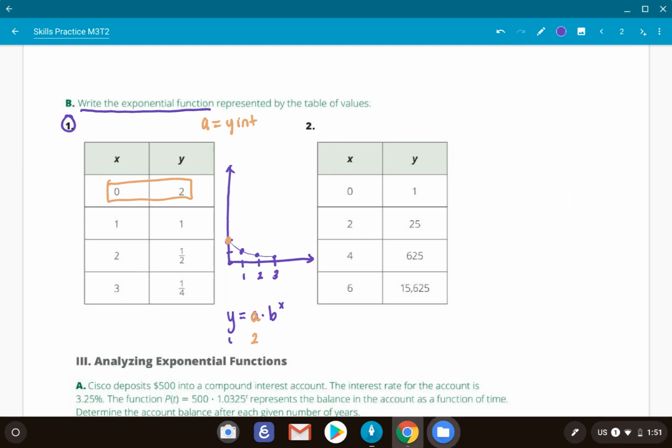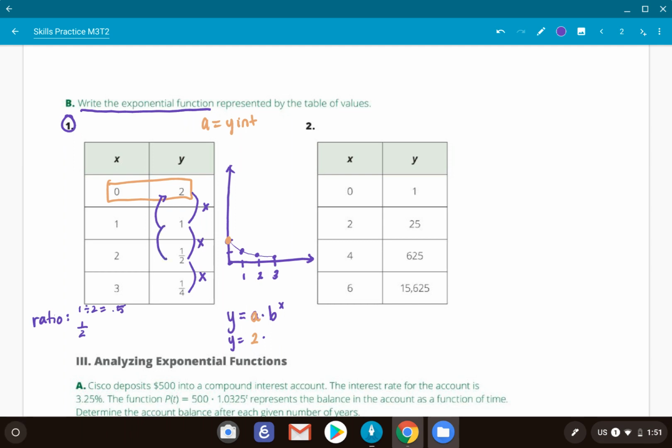Our b value is going to be our common ratio, or whatever we're multiplying by to get the next value. So in this case, if you're not sure how to figure out the ratio, you're going to take the second term and divide by the first term. So you would get 0.5, or some of you would leave it as 1/2. Either way, it would be fine.